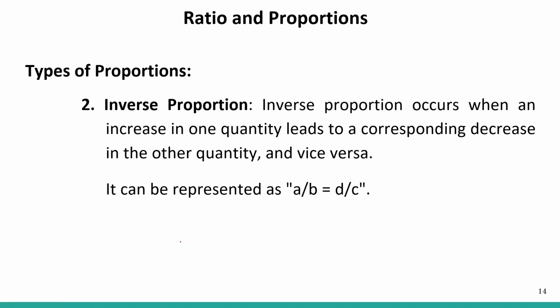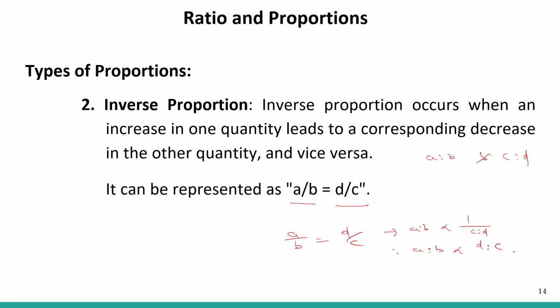So let's see what inverse proportion is. Inverse proportion occurs when an increase in one quantity leads to a corresponding decrease in the other quantity, and vice versa. So it can be represented as A by B is equal to D by C. This is written as A is to B is inversely proportionate to C is to D, or A is to B is directly proportional to D is to C, whereas the two ratios are A is to B and C is to D.